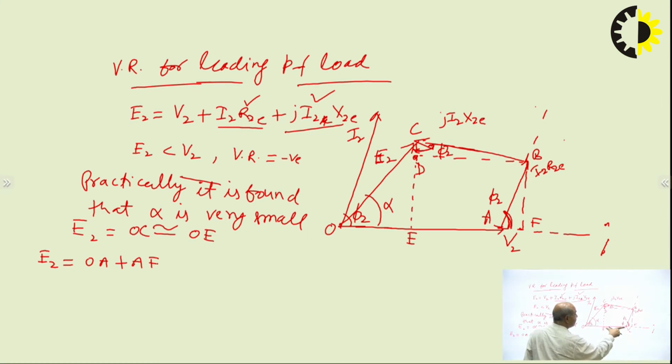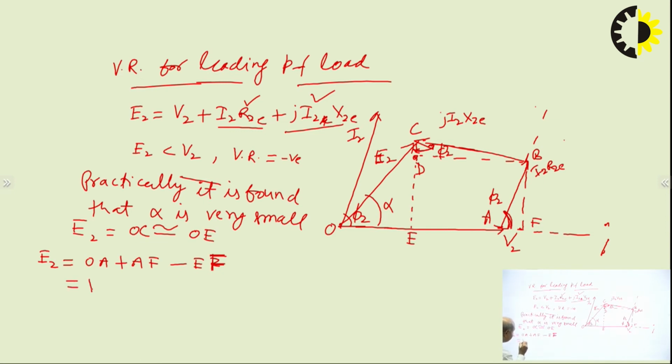It means we have to subtract this EF. So this will be EF, right? So this will be OE. OE means this value: OA plus AF minus EF. So now it is clear that the value of E2 will be OA plus AF minus EF. Now we can write these values.